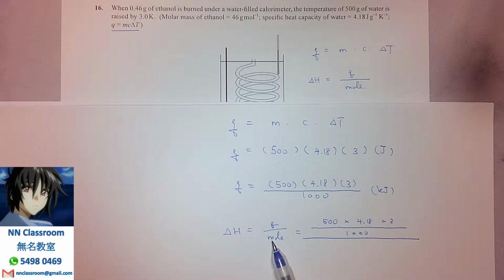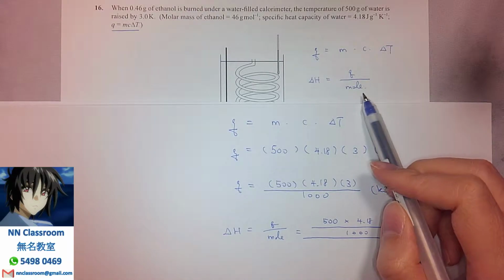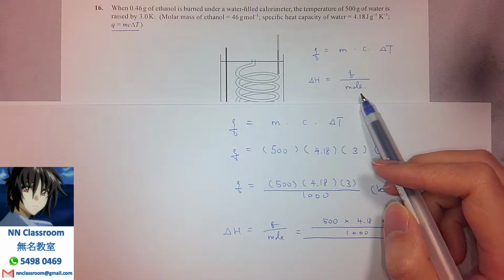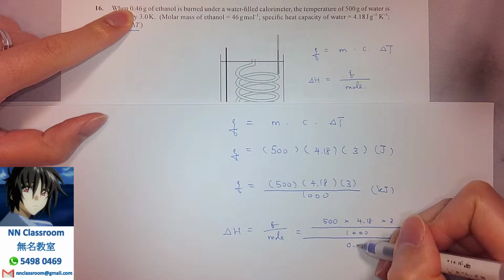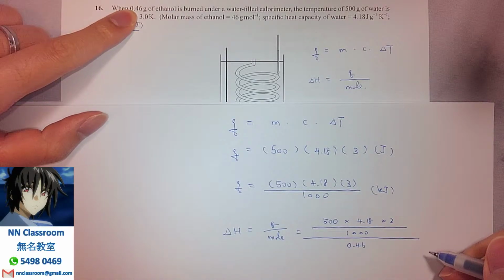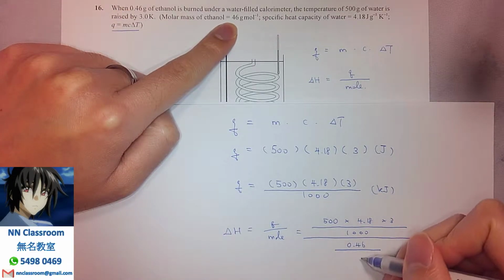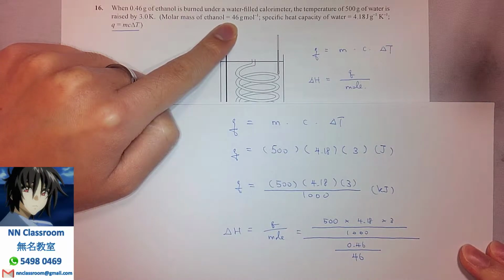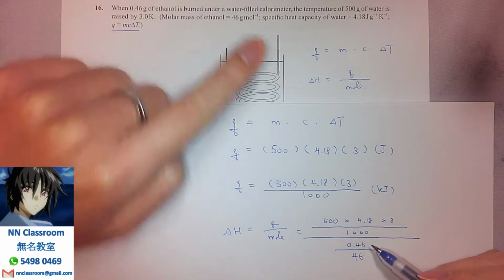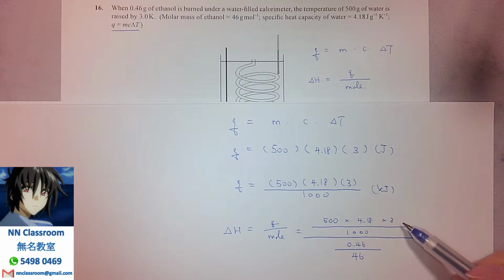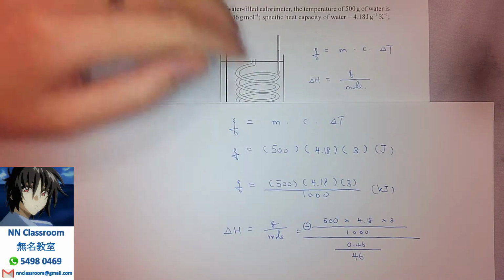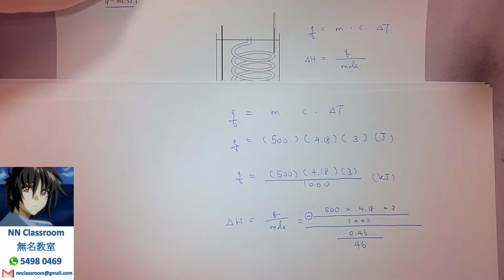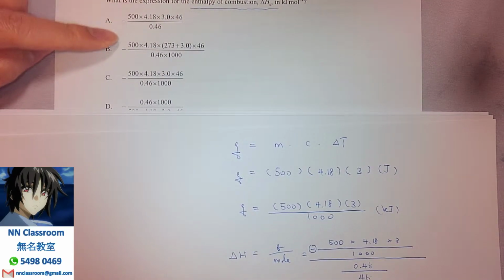In this case, as mentioned before, the moles is related to the moles of the fuel. Luckily, in this case, the moles of the fuel is going to be 0.46, the mass of the ethanol, over the molar mass, which is going to be 46. 46 will be the molar mass because mass over molar mass equals moles. And don't forget that this is going to be an exothermic reaction. So exothermic means we need a negative sign in front. So all the choices that you see in the given situation are all negative numbers.